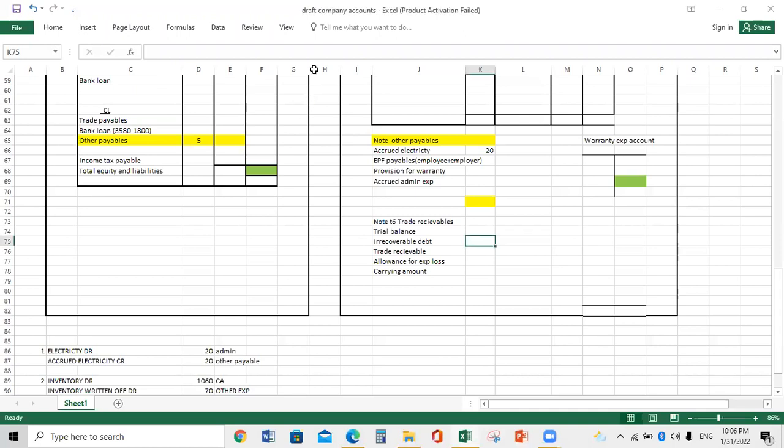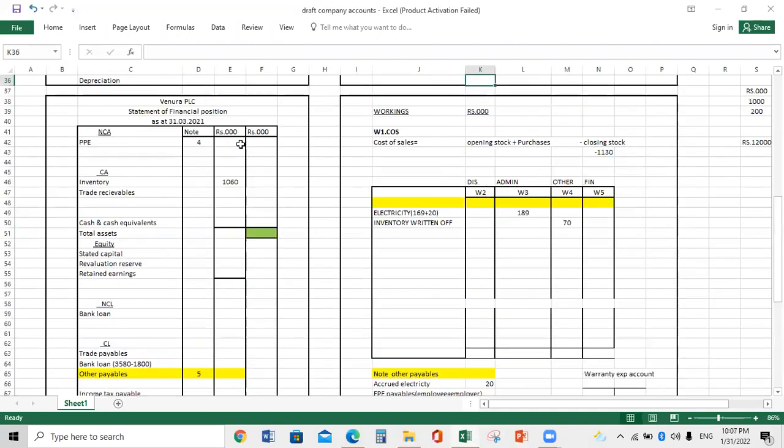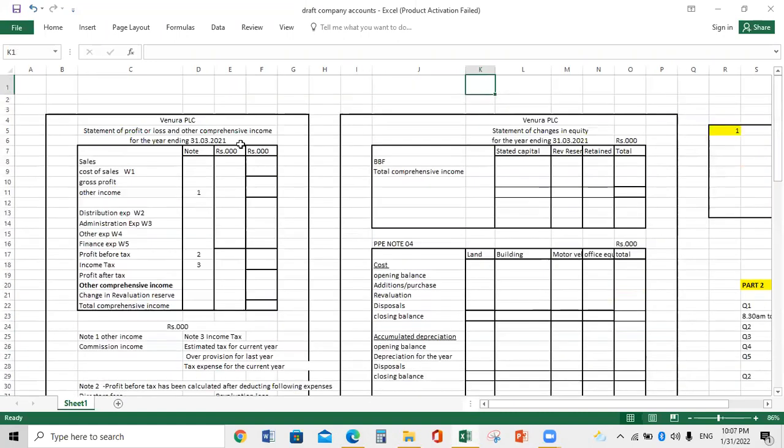Yes, the order is like this. For the notes, guys, the order will be like this. I don't know whether we can finish at 11 o'clock. It might go up to 12, guys. See here, the order is like this.